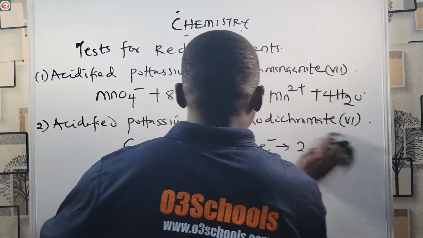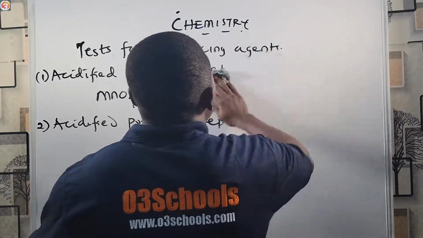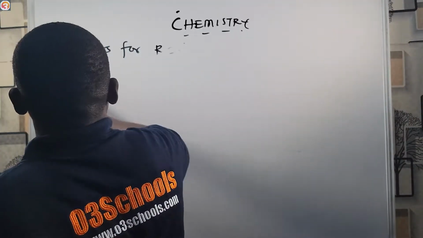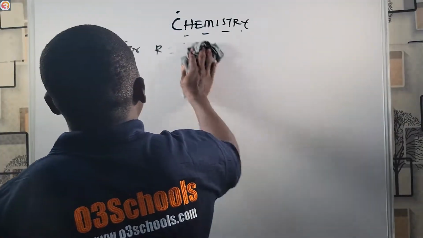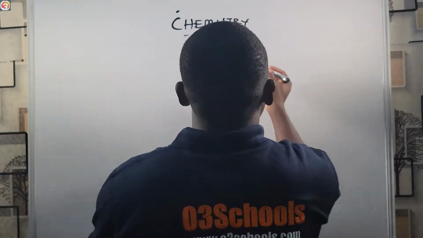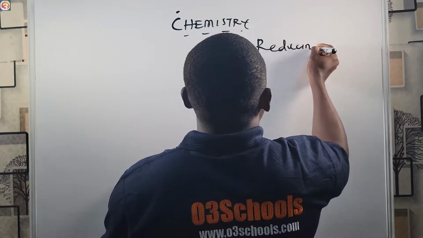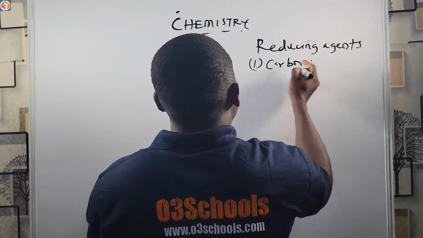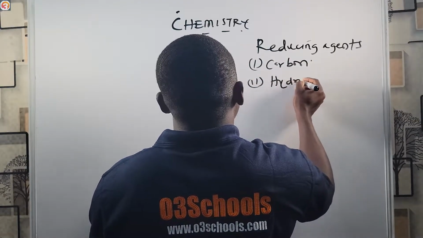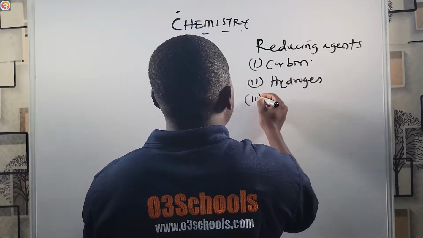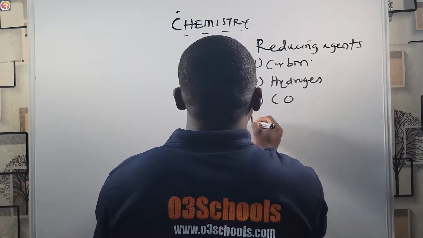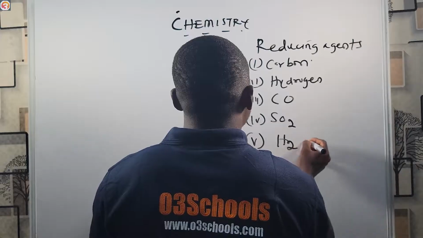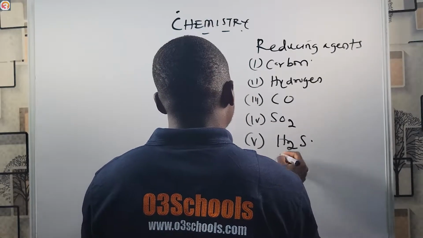Now let's see examples of reducing agents. Of course, we have carbon. We have hydrogen. Then we have carbon monoxide. We also have SO2. Then we have hydrogen sulphide, and we have potassium iodide.